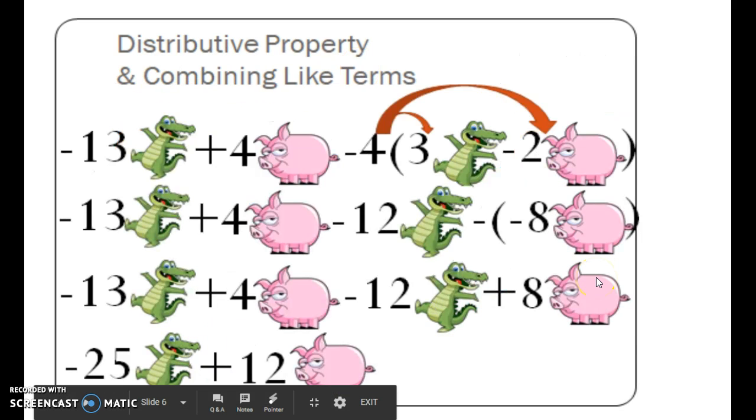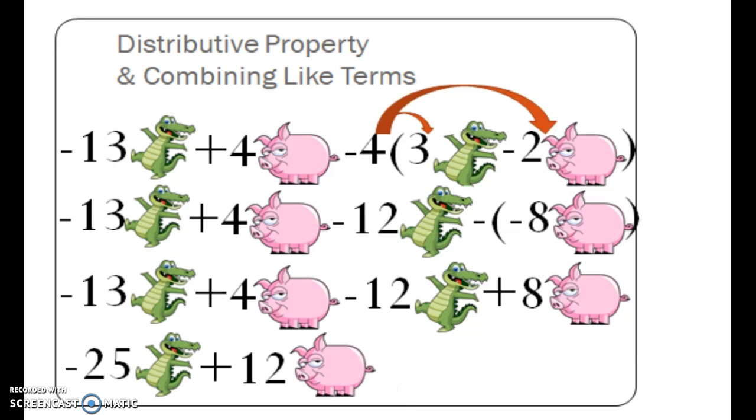Okay, so this is when we start getting into different terms. So we have -13 alligators plus 4 pigs, then we've got the distributive property over here: minus 3 alligators minus 2 pigs. All right, so the first thing we're going to do is simplify that distributive property right there.